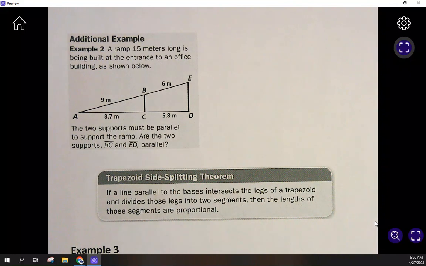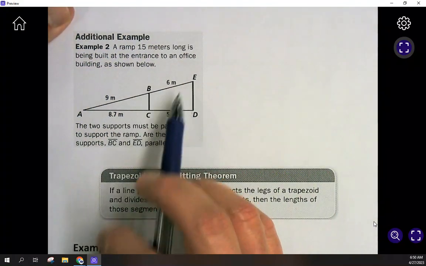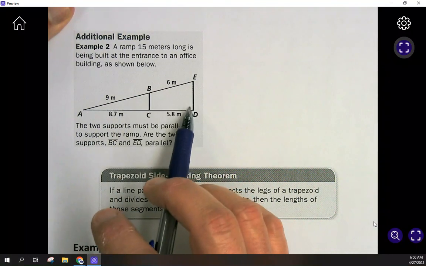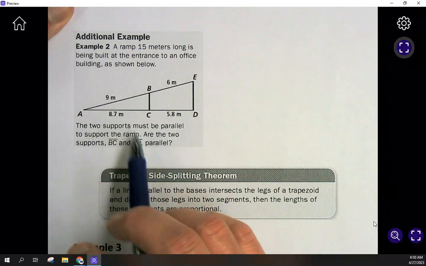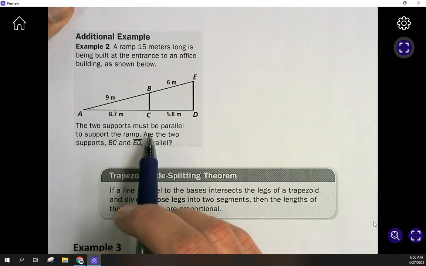And it's being built at the entrance of an office. So they've put these supports here. They must be parallel to each other if they're going to support the ramp. If one of these was tilted the wrong way, this ramp is not going to be sturdy. So we need to make sure that these supports for the ramp are parallel to each other.